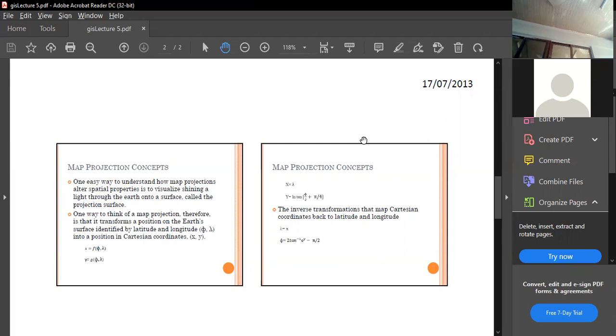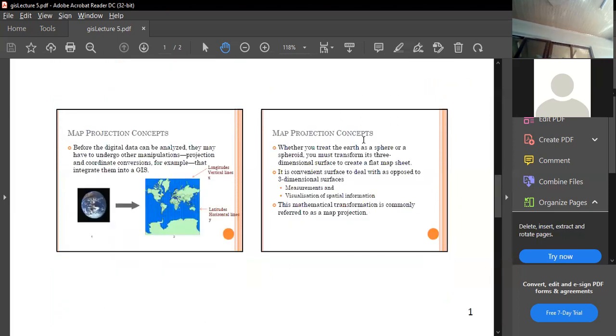So, map projections for the systems. Now we have this reference longitude. Okay, I'm now here for the latitude, this is parallel. Another name for a latitude is what? Parallel. Another name for a longitude is a meridian.